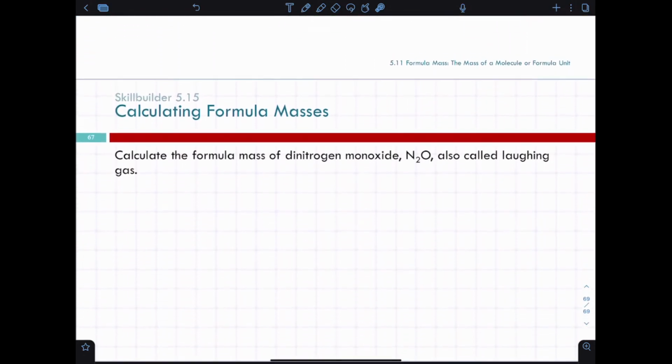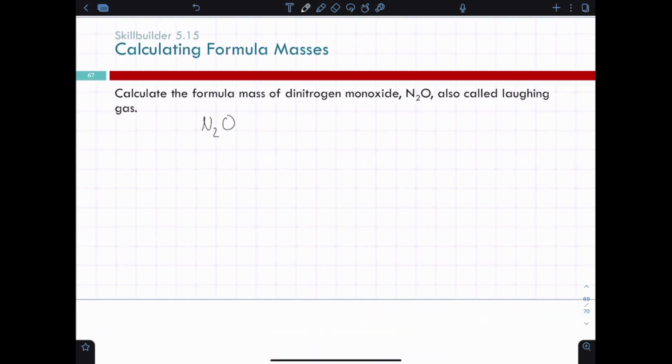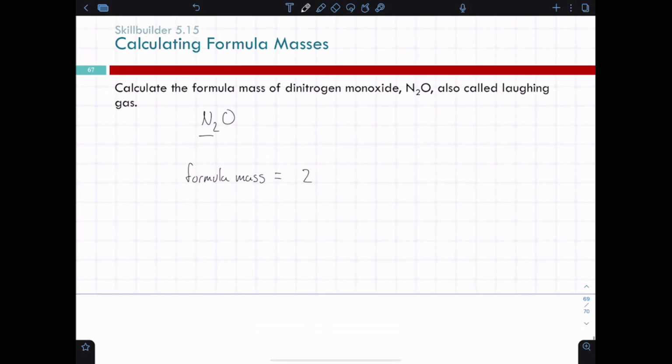So in practice, this would look like this. If we have dinitrogen monoxide, N2O, and we want to calculate the formula mass, that's going to be the number of nitrogens, so 2 nitrogens times the atomic mass from the periodic table.